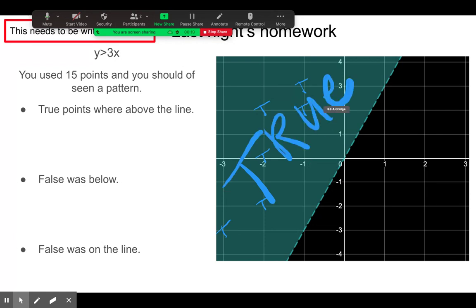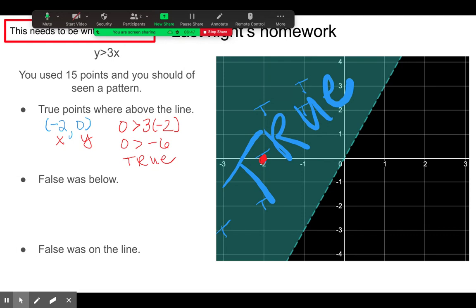For example, if we were to check with the point x is negative 2, comma 0, just to clarify, negative 2, comma 0 is here. x is negative 2, y is 0. So 0 is greater than 3 times negative 2. All I did was plug in my point. 0 is greater than negative 6, and this is true.